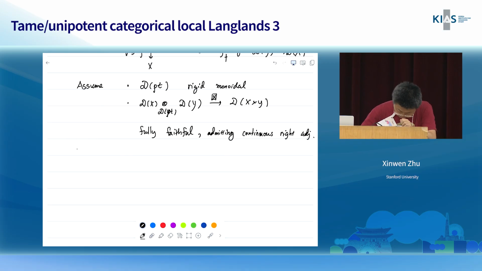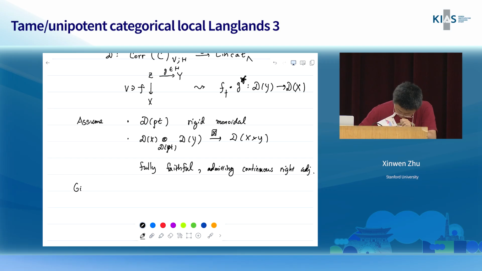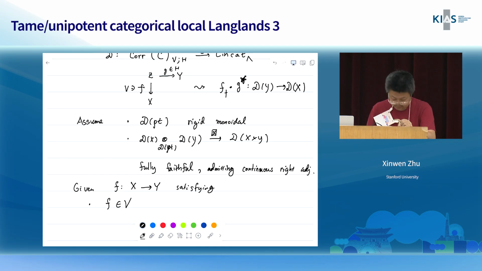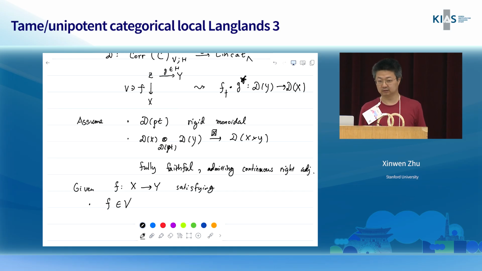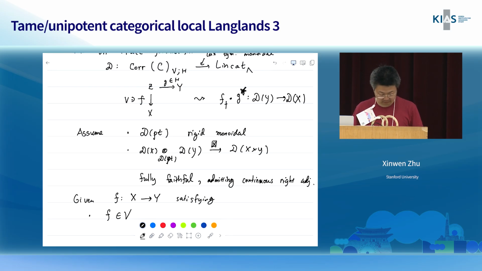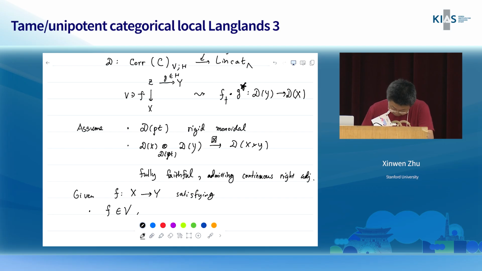Now, given f from X to Y, I make the following two assumptions. One is that f itself is in V, meaning you can do pushforward along f. And for the relative diagonal, you can also push forward along the relative diagonal.